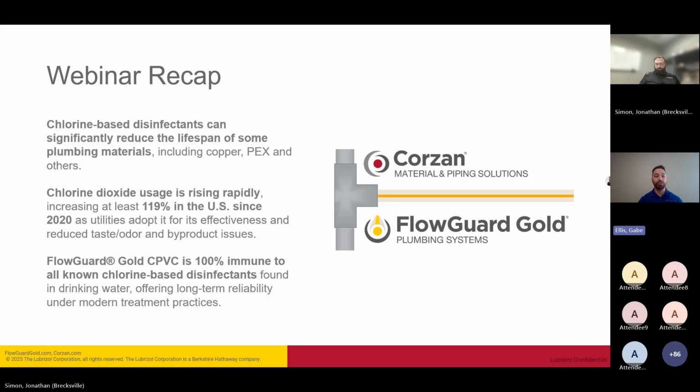And utilities continue to adopt it because it kills certain pathogens and bacteria that chlorine and chloramine just can't kill, and it has that reduced taste and odor profile. And FlowGuard Gold is 100% immune to all known chlorine-based disinfectants found in drinking water. And it really offers that long-term reliability under these modern practices that are being used.